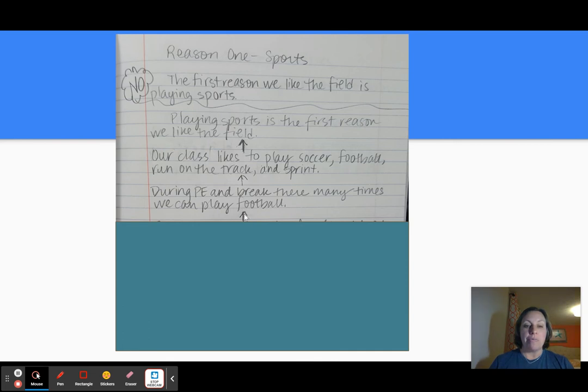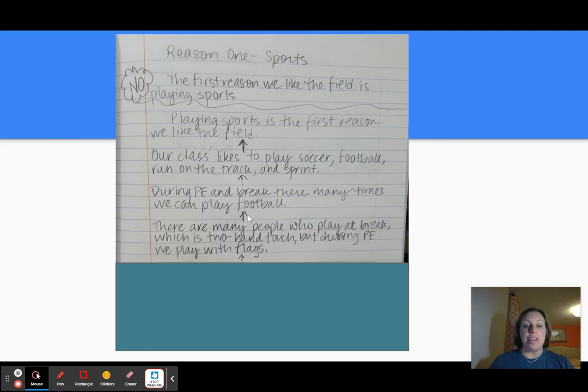Then I have another arrow. The next sentence needs to tell more about the sentence before it. So I wrote, there are many people who play at break, which is two-hand touch, but during PE, we play with flags. Do you see how this sentence is telling more about football? So each of these sentences tells more about the one before it. This tells more about this sentence. This sentence tells more about this sentence. This tells more about the transition statement.